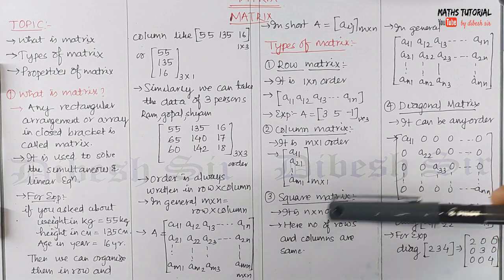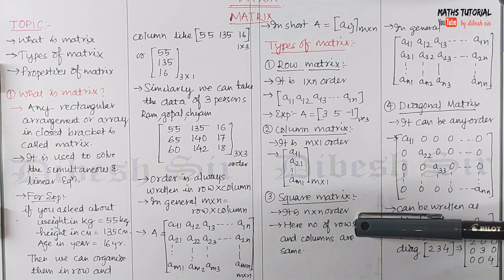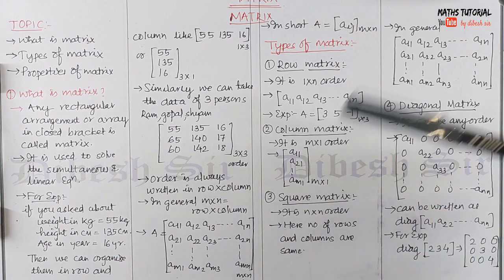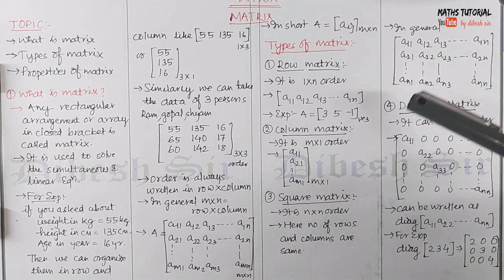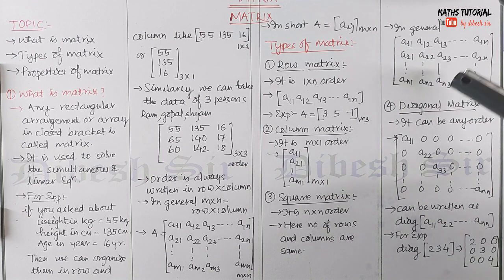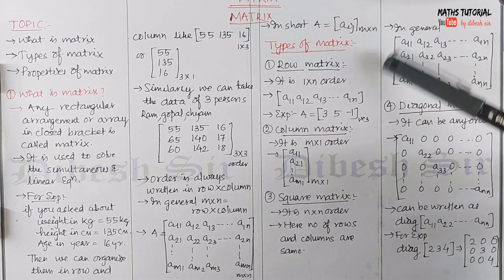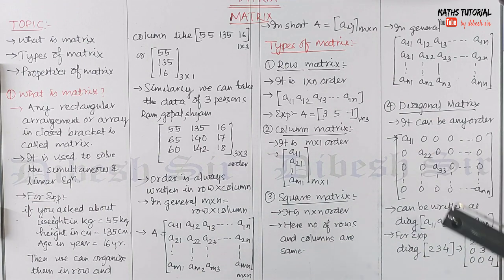Next, square matrix. It is of n cross n order. Here the number of rows and columns are the same. In general, a11, a12, a13, a1n, a21, a22, a23, a2n, up to an1, an2, an3, ann. See here, there are n rows and n columns, so it is called a square matrix.